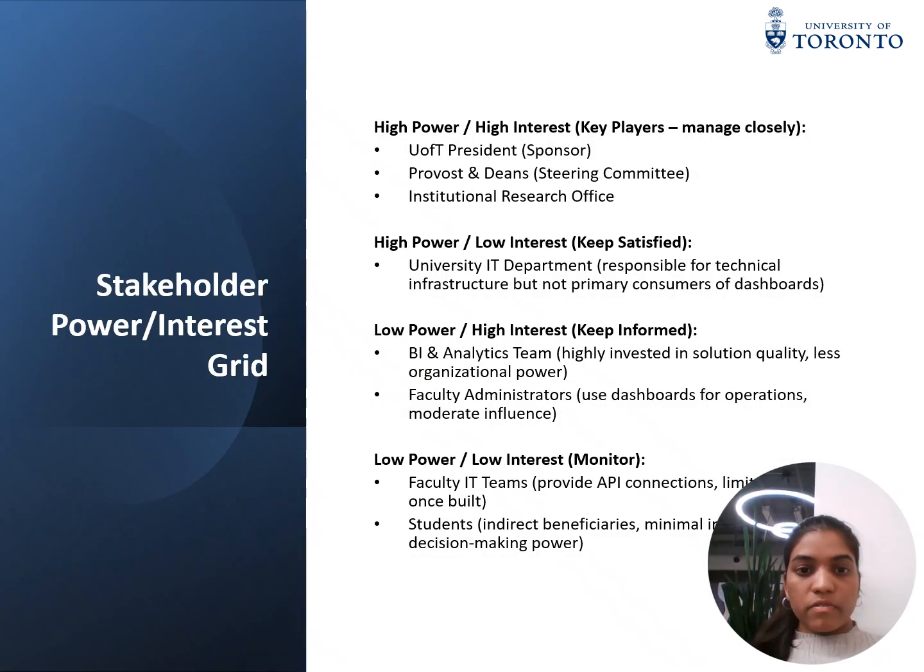Next, the stakeholder power and interest grid. This grid makes it easier to visualize our approach. Stakeholders with high power and high interest, like the president, deans, and institutional research, fall into the manage closely category. High power but low interest stakeholders like the IT department should be kept satisfied but not overloaded with details.